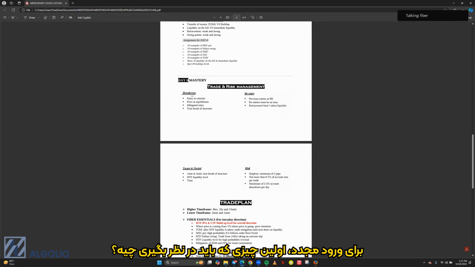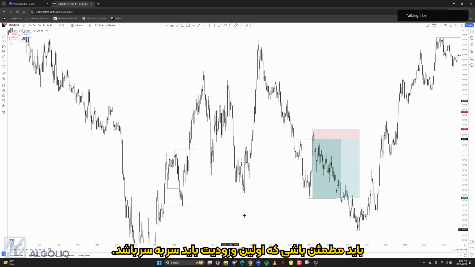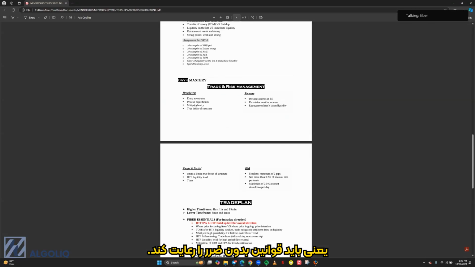So for the re-entry, the first thing you need to consider in a re-entry is what? You need to make sure your first entry has to be at break-even. That means it has to follow the break-even rules. That is why I said one entry is okay, but if you think you need to look for a re-entry, you need to make sure the first entry is at break-even.